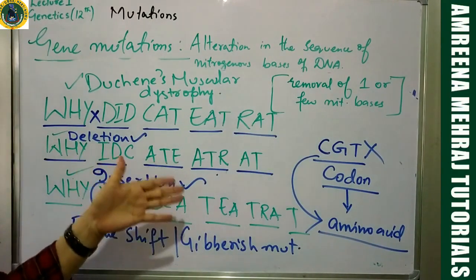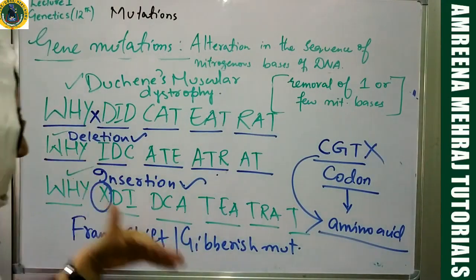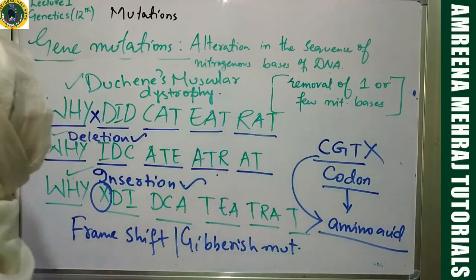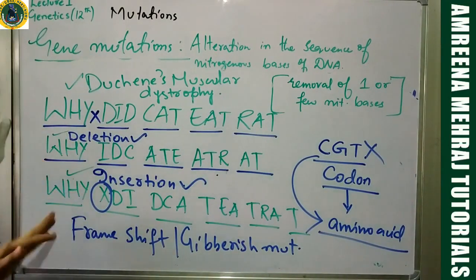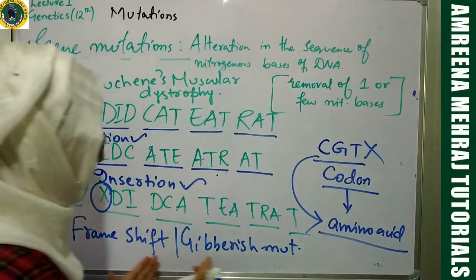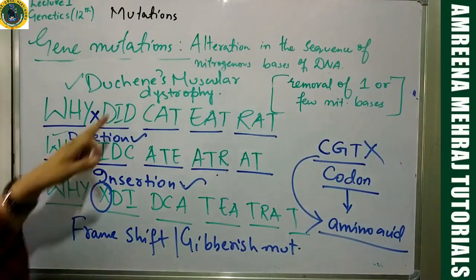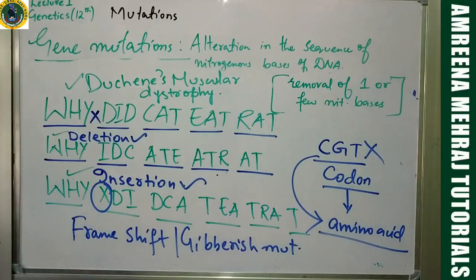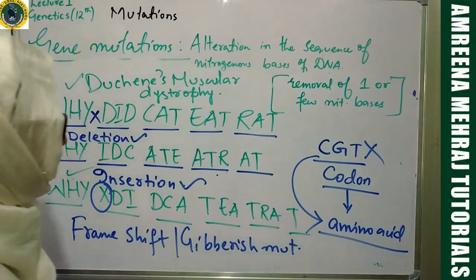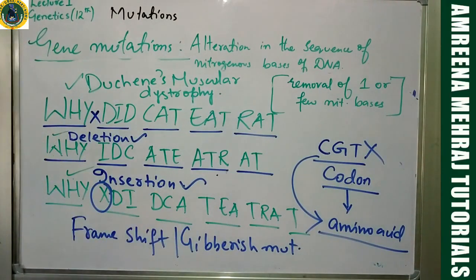So I gave you the concept of mutation by substitution, either by transition substitution or by transversion substitution. Then I gave the concept of mutation by deletion and mutation by insertion. And then you came to understand frameshift or gibberish mutations, which are very lethal and very harmful to the body. In Duchenne muscular dystrophy, the dystrophin gene will not be produced and the person will die approaching the age of 20 years. The person will die because of this minor change in the gene sequence.